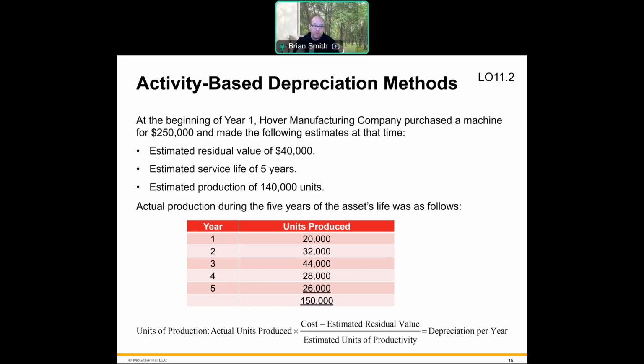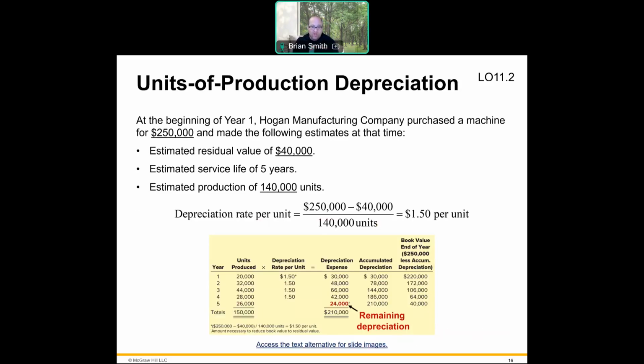So in year 1, we're going to take a $30,000 depreciation expense because we produced 20,000 units, and we've come up with a rate. Take our depreciable cost, which is historical cost minus the residual value, and we divide it by what we expect our production is going to produce. In this case, we expected 140,000 units. So we came up with $1.50 per unit. Then we take 20,000 in year 1, multiply by $1.50, and our depreciation expense is $30,000.